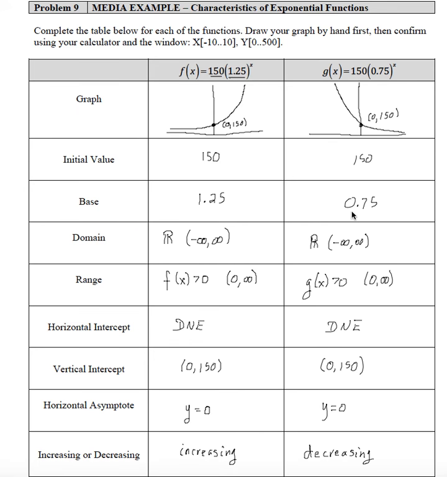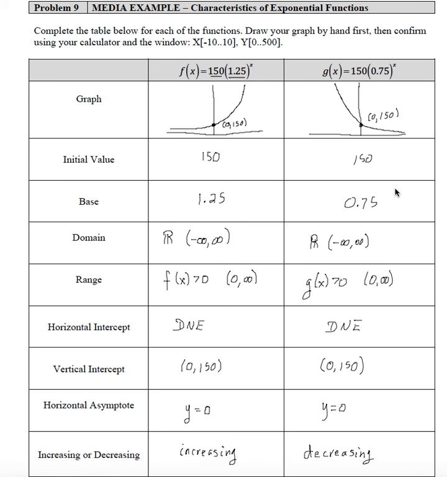As you can see by the values in this last column, even though our function is different, a lot of our values are the same. Our initial value is the same, our domain is the same, our range is the same, horizontal and vertical intercepts are the same, as is the horizontal asymptote. The main difference is that g of x is a decreasing exponential function, and the base is 0.75 instead of 1.25.